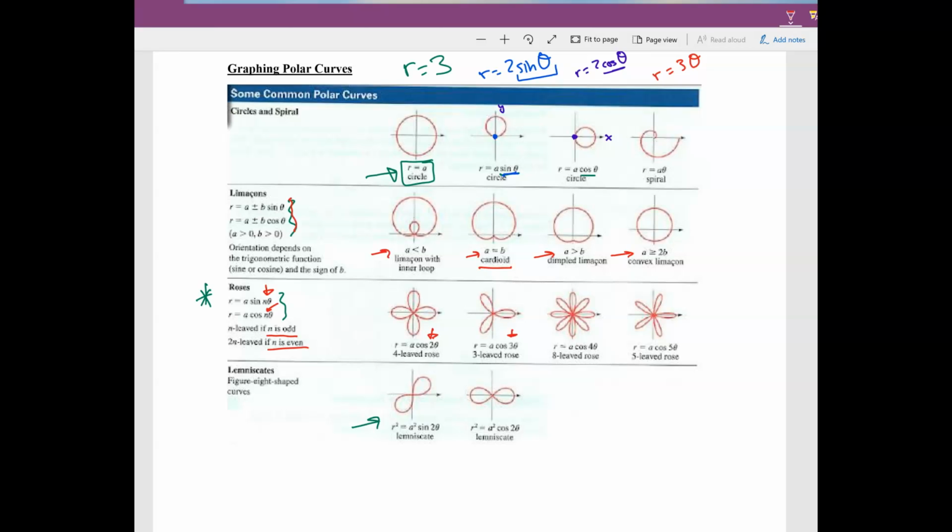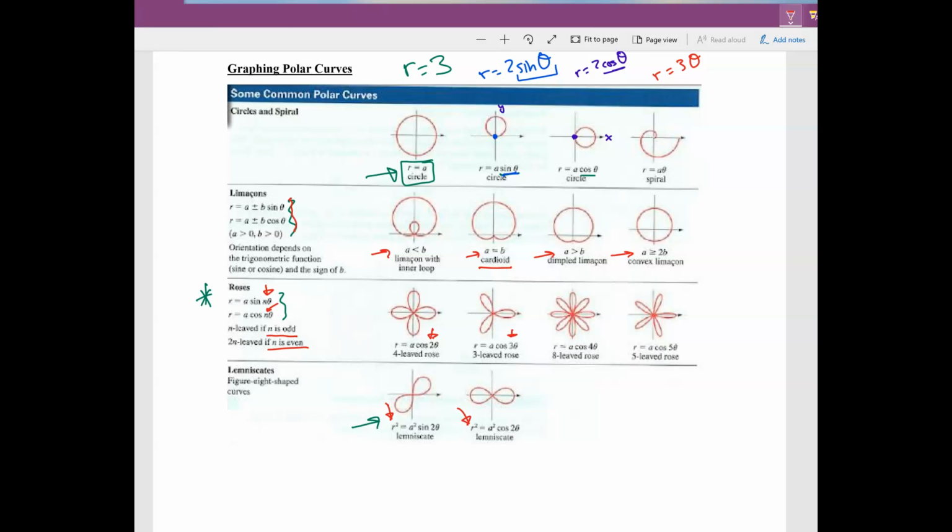And then you have the lemniscates. The way that I remember them is that you have an r squared, and you kind of have this figure eight. So what I'll do is a couple of problems to show you how to graph them. I think giving you that tool is really useful.